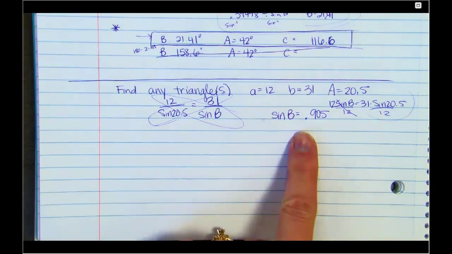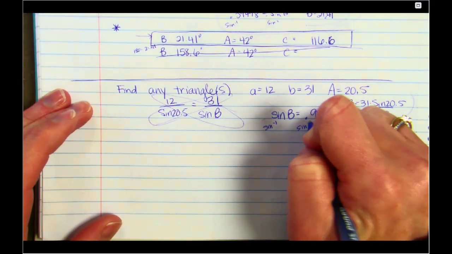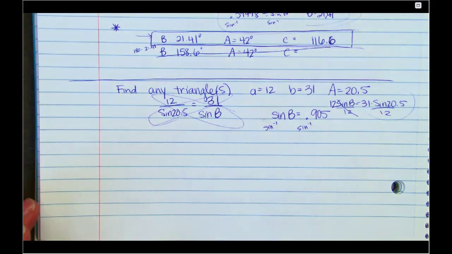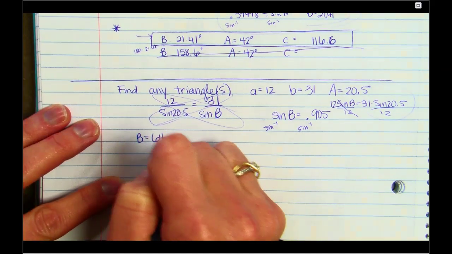Now, sine of B. How do you get rid of sine? So sine inverse. Make sure you're in degree mode. Twice it happened to me yesterday where I was like, wait a second, these are not good answers. Okay, 64.8. So B is equal to 64.8.